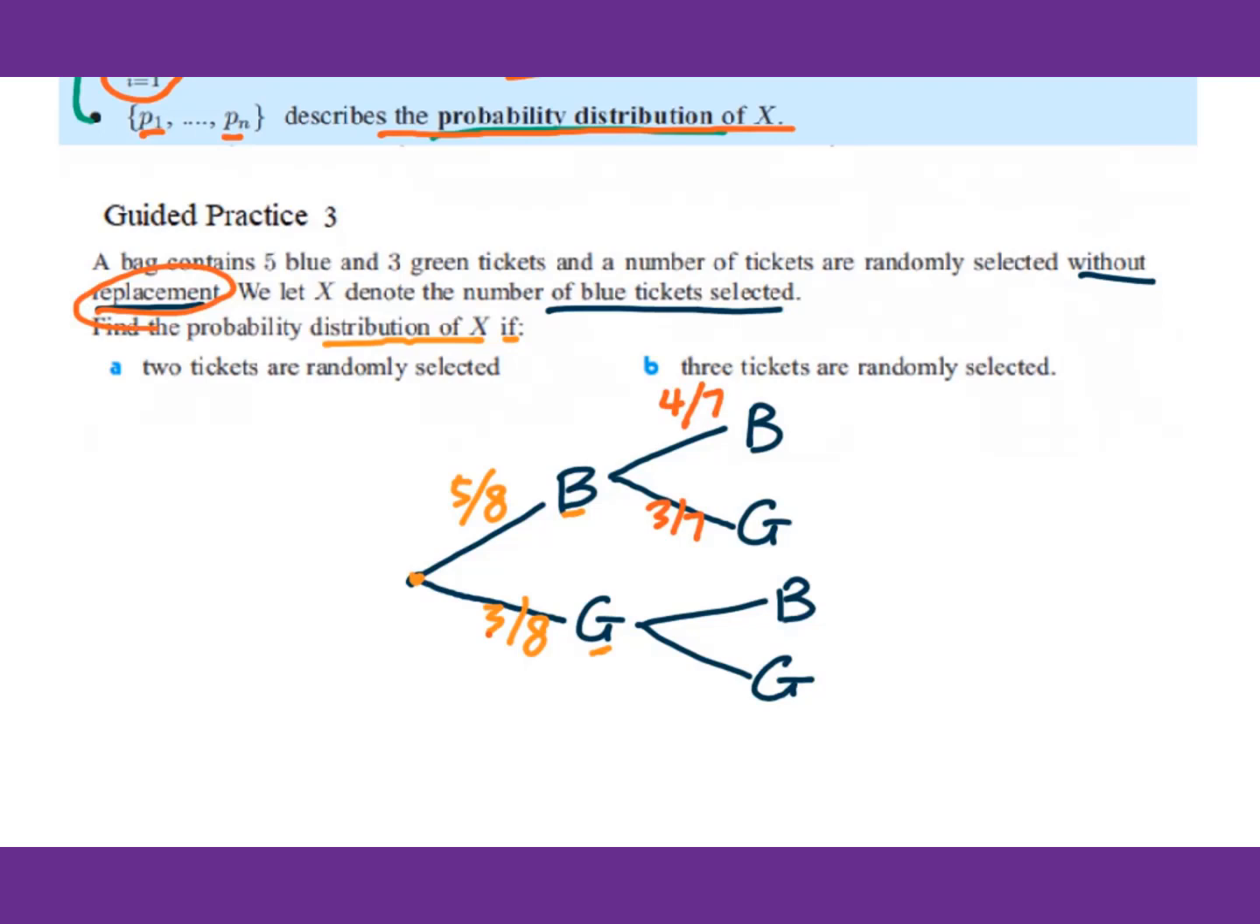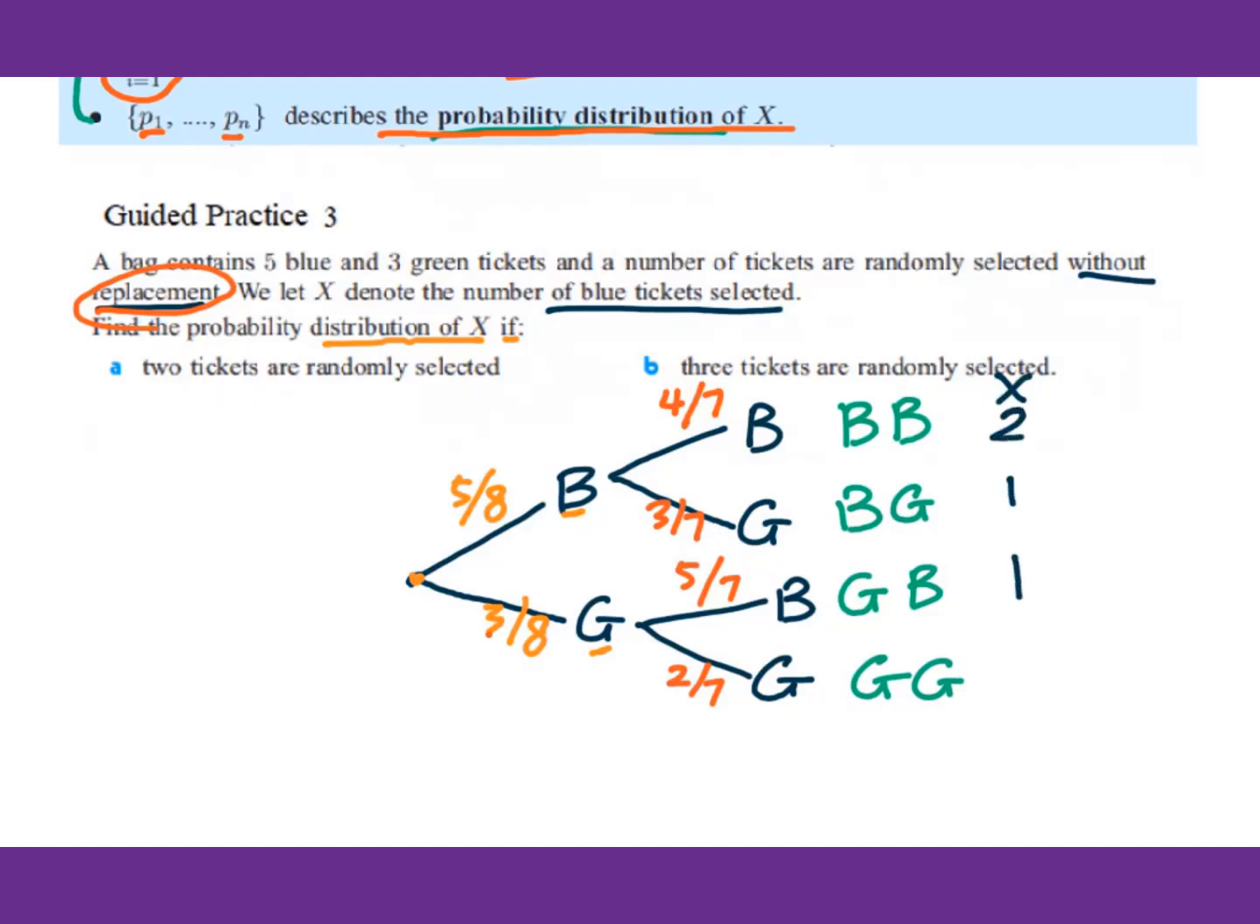3 over 8, then we got another green will be 2 over 7, so 5 over 7. Therefore, this will be 2 blue, 1 blue, and 1 blue, no blue. So we have x. This will be 2, 1, 1, 0. The probability will be 5/8 times 4/7 equals 5/14.